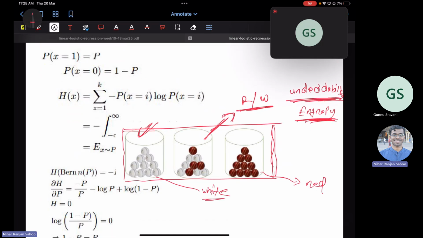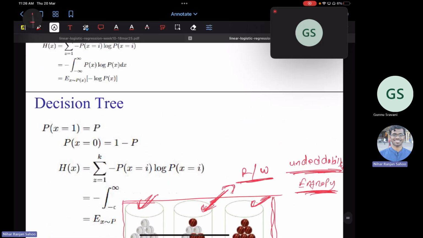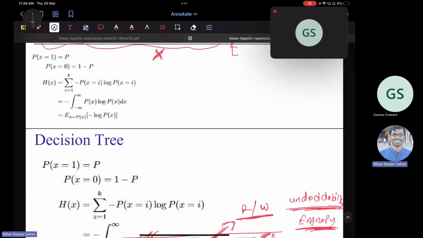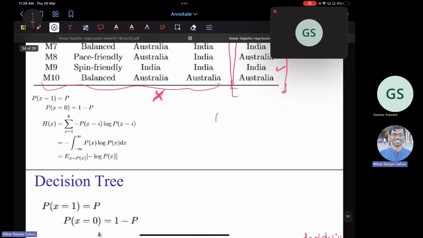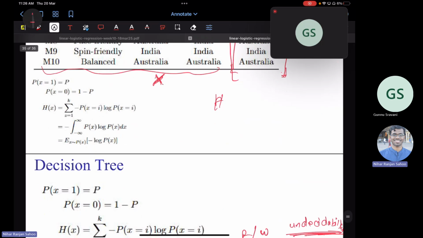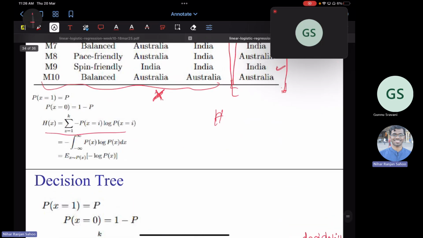For these two buckets, this bucket and this bucket, entropy will be 0, but there will be some non-zero entropy for this bucket. So how do we define entropy mathematically? That part is not written here. I think I had it written. Yeah, so this is the formulation of entropy. So how do we define entropy?